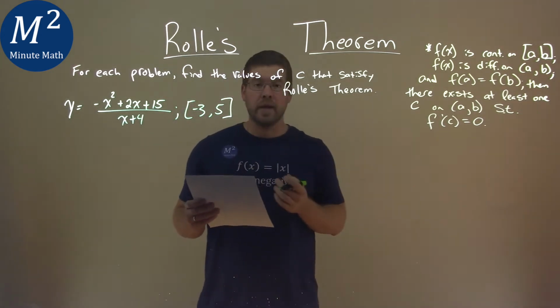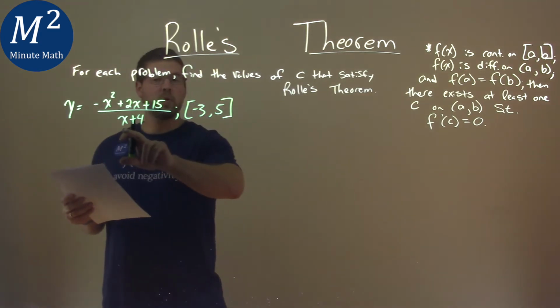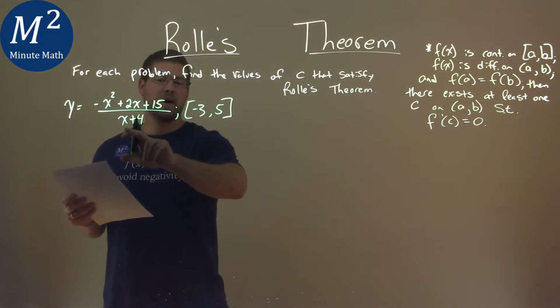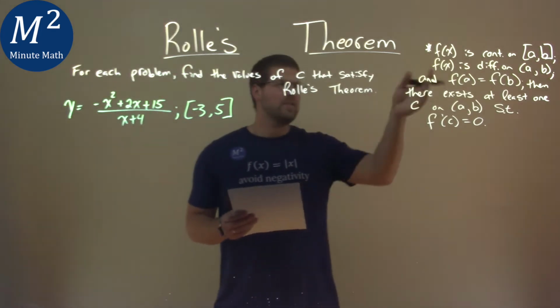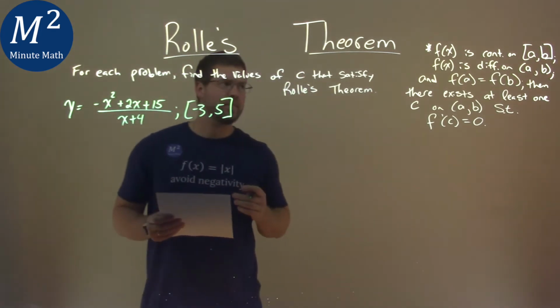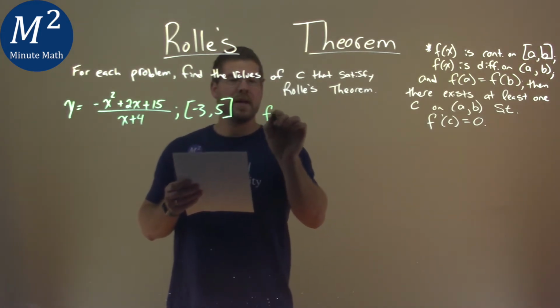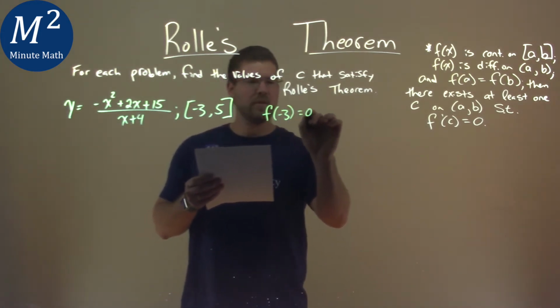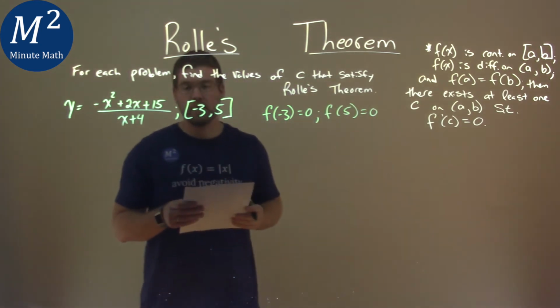Is it continuous on a to b? And it is. The only issue we would have is when x equals 4, or negative 4, dividing by 0 in our denominator, but it's outside our interval. Same thing with differentiable, we're good there. F of a is equal to f of b. Well, I found that for you, and f of negative 3 is equal to 0, and f of 5 is also equal to 0. So you're good there.